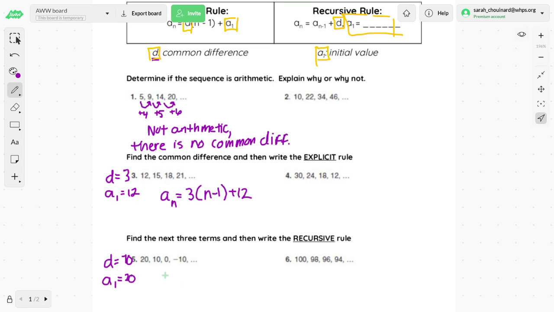So the recursive rule would be a sub n equals a sub n minus 1 plus d, comma, a sub 1 equals, not d. We want to plug in what d actually is. So plus negative 10, comma, a sub 1 equals 20. So I'm literally just rewriting this entire rule, replacing d and a sub 1. And then the next 3 terms, if I'm adding negative 10 each time, would be negative 20, negative 30, and negative 40.